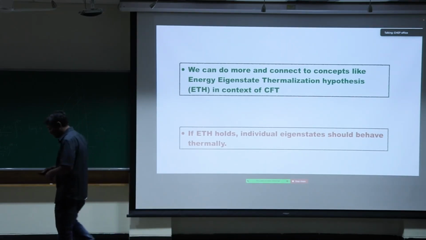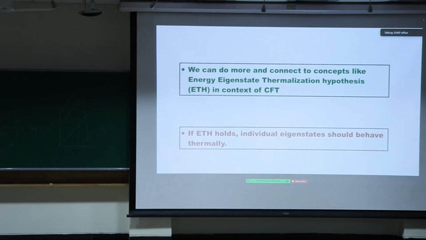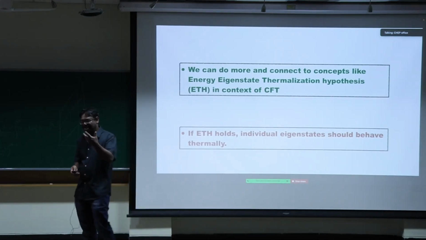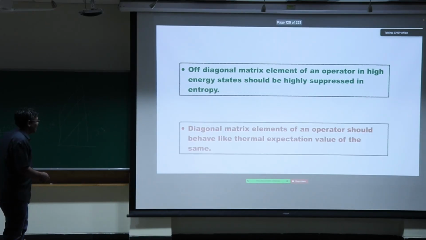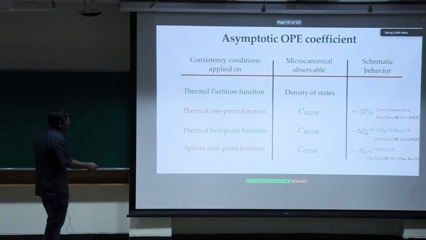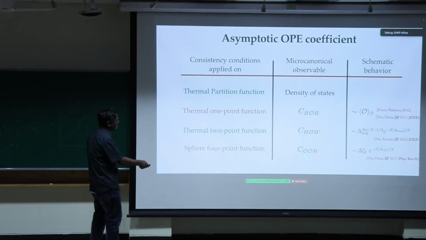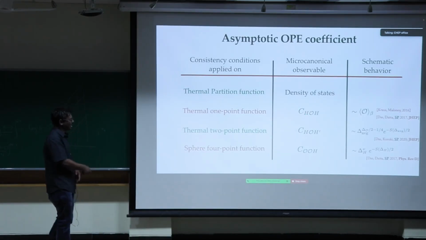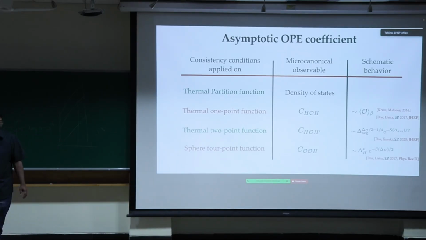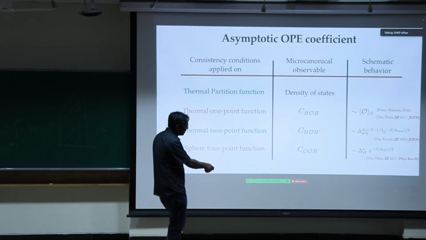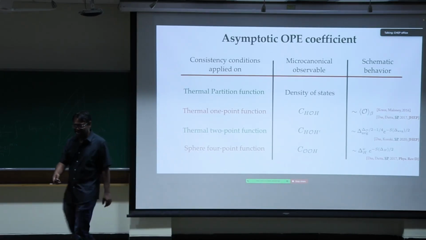So if you take some matrix element of some light operator in some high energy states, it should behave thermally. And that amounts to proving some statements about OPE coefficients, the C_ijk on the CFT side. And you can actually do that. So there are a bunch of results we proved. The density of states comes from the partition function, and all these OPE coefficients come from looking at one point, two point, or sphere four point functions. And a couple of these papers are written with Shovik, who was a grad student here with Justin.